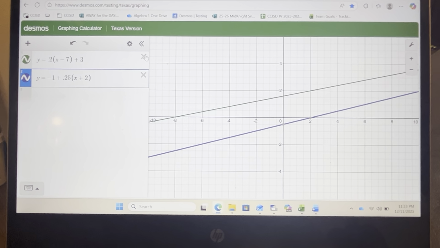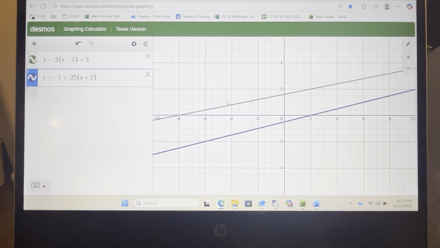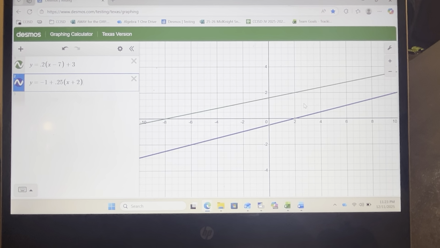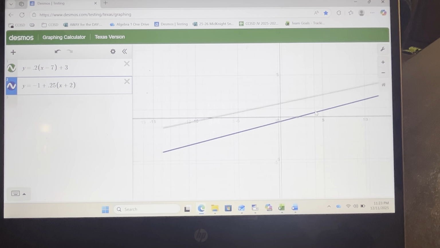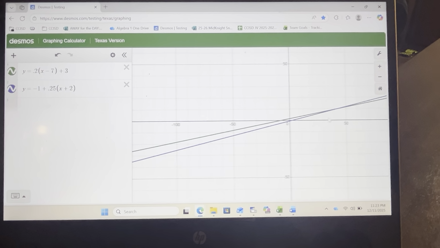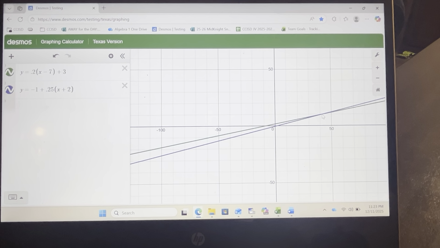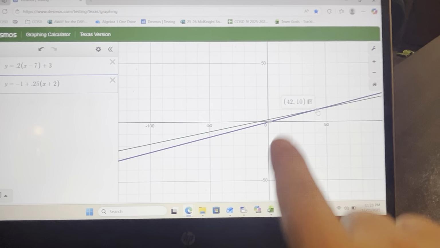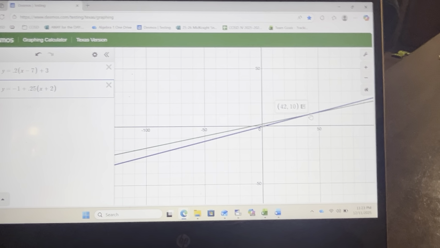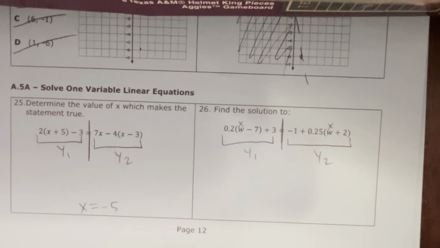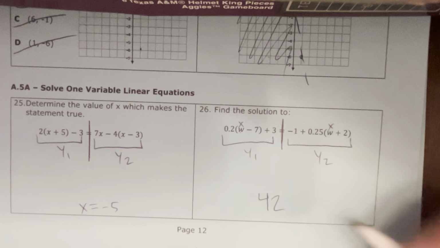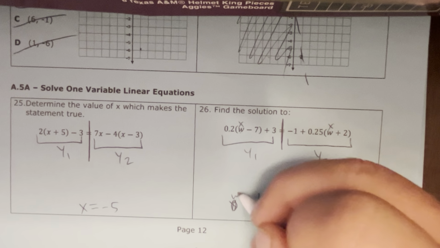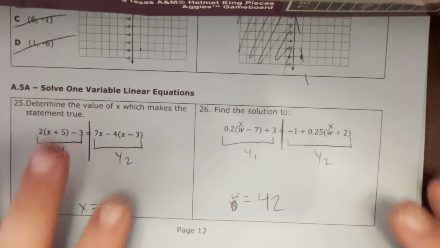All right, so I've plugged in the two equations exactly as they are. And I can't see where they intersect. It looks like they will intersect, but I just can't see it right now. And so I'll zoom out a little bit. And now find that gray dot. There's where they intersect. So the x value is 42. So that's going to be the answer, 42. All right, so like we found on Desmos, the x value is 42. Or sorry, the w value is 42.